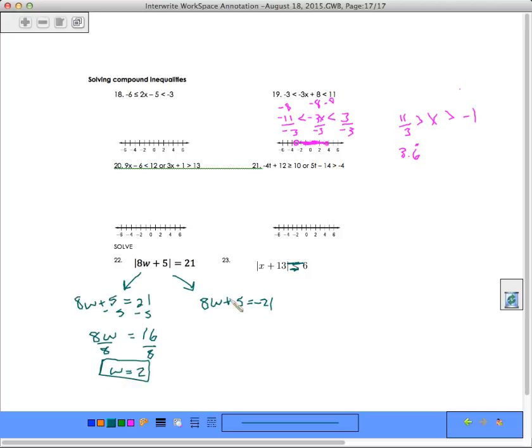Remember that you're going to have two answers, so we have to come over here and subtract 5. So it gives me -26 equals 8w. These are touching my multiplication, so once again, to get rid of that multiplication, I have to divide. If I divide by 8, I get w equals -3.25. Or you could leave it as a fraction, that's fine too. All right, so you have some problems to finish up to help you review.